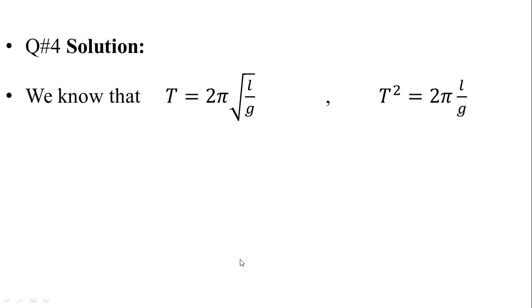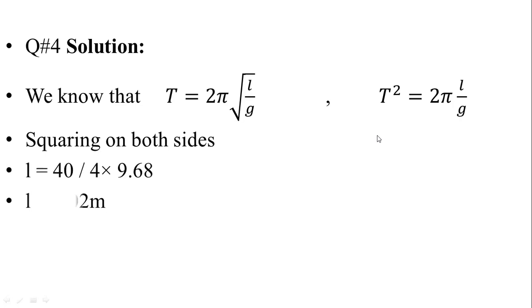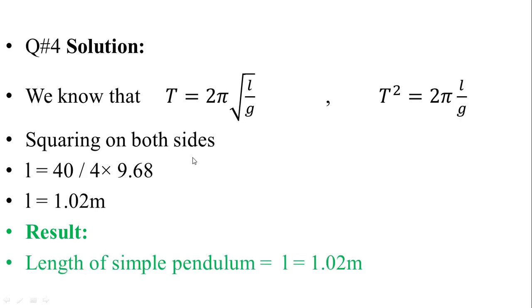Now we can find the solution. We know that T is equal to 2π square root of L over g. Taking square on both sides, then T square is equal to 4π square L over g. Putting the values, then L is equal to 40 divided by 4 multiplied by 9.68. Then L is equal to 1.02. Similarly, the result: length of simple pendulum L is equal to 1.02 meter.